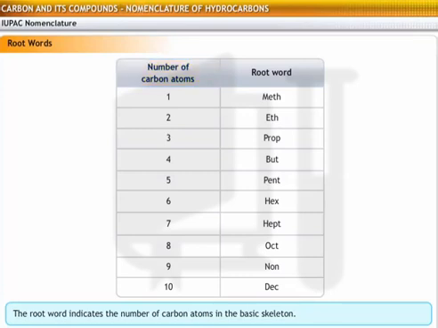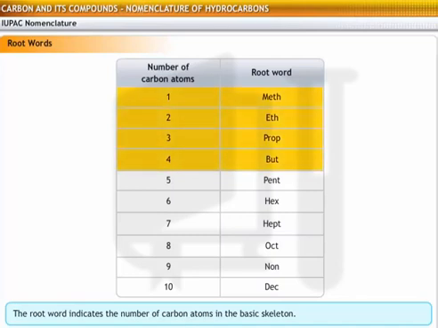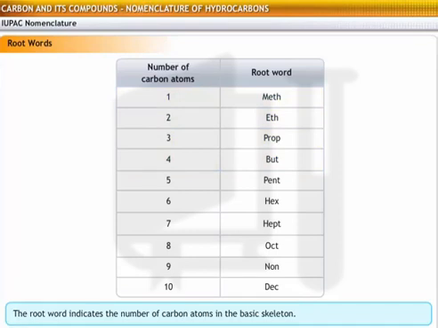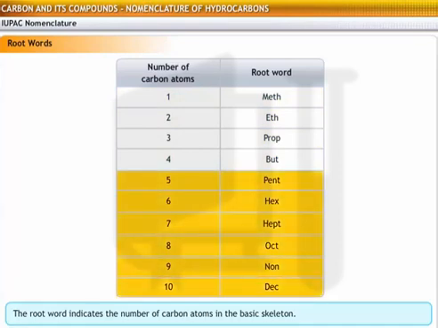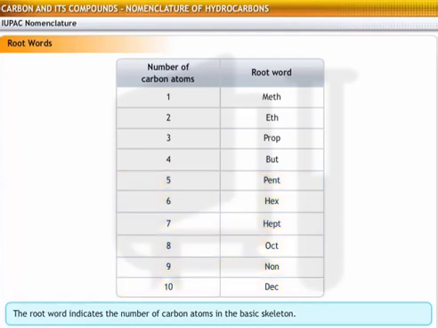The chains that contain up to 4 carbon atoms have special root words which are based on their common name. For chains that have more than 5 carbon atoms, Greek number roots are used as the root words. For instance, when there is 1 carbon atom in the compound, the root word is meth. In case of 2 carbon atoms, the root word to be used is eth. Similarly, if the compound contains 10 atoms of carbon, the root word is dec.